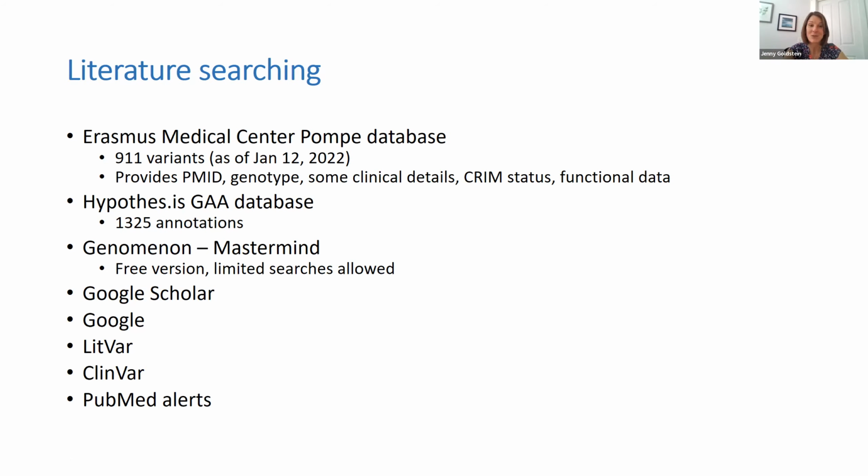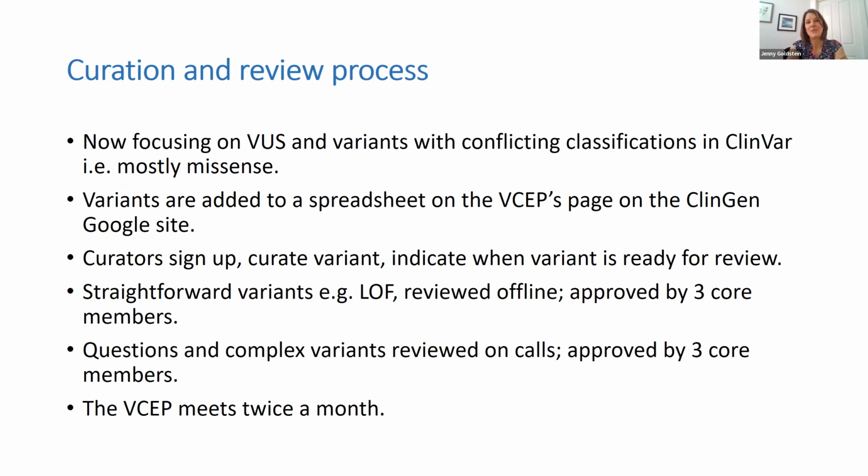So these are the resources that we're typically using. And then our curation and review process. I know that some VCEPs have a very standardized process. Recently, we have become more organized with this, which is really nice now with the Google site for ClinGen. So at the moment, we are focusing more on VUS and variants with conflicting classifications in ClinVar. Now that we have our version 2 specifications approved, we've started to look at these.